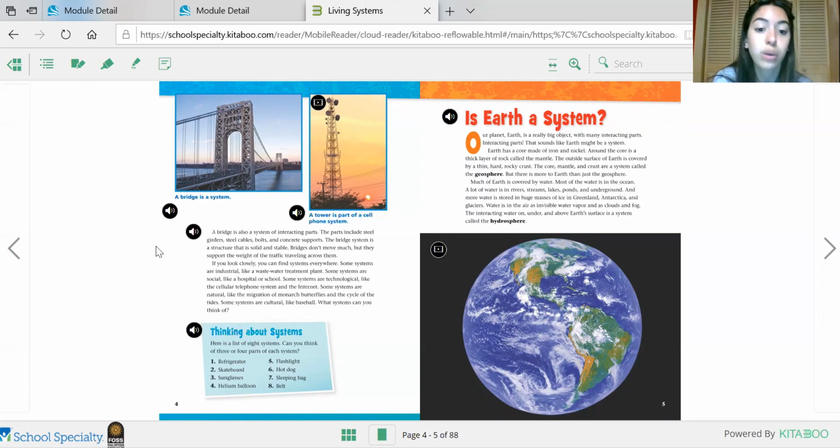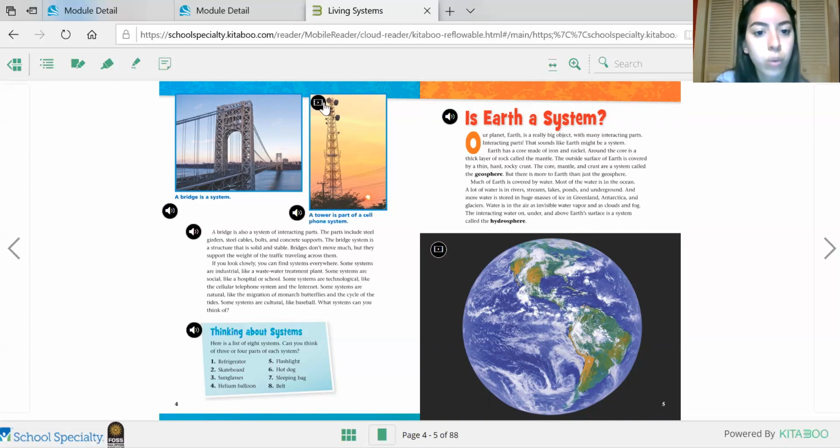If you look closely, you can find systems everywhere. Some systems are industrial, like a wastewater treatment plant. Some systems are social, like a hospital or school. Some systems are technological, like the cellular telephone system and the internet. Some systems are natural, like the migration of monarch butterflies and the cycle of the tides. Some systems are cultural, like baseball. What systems can you think of?